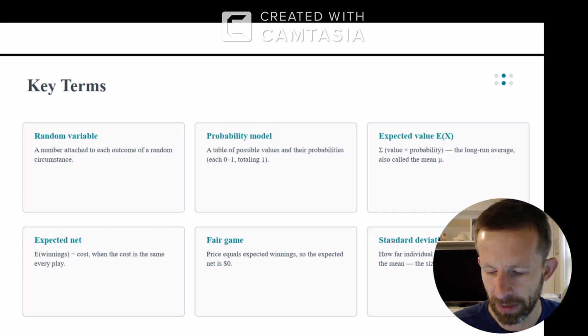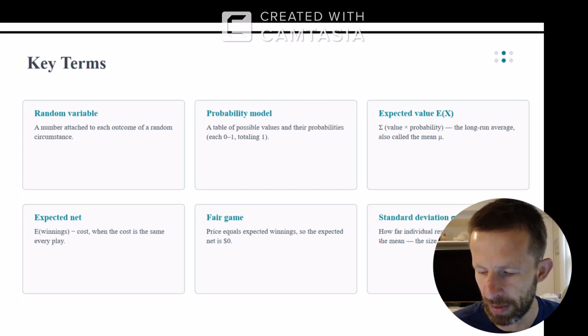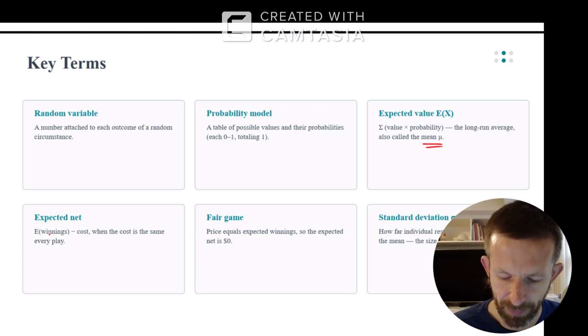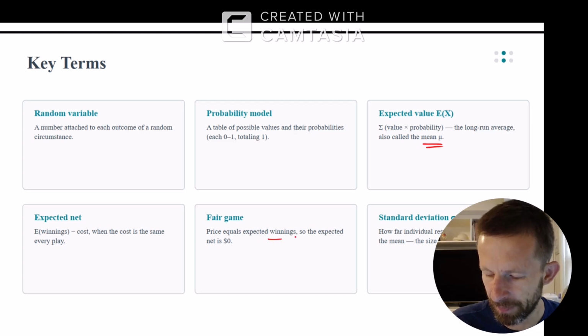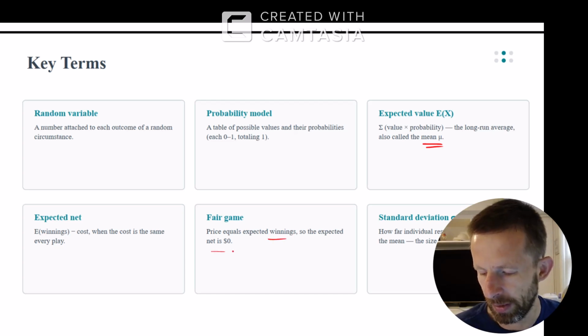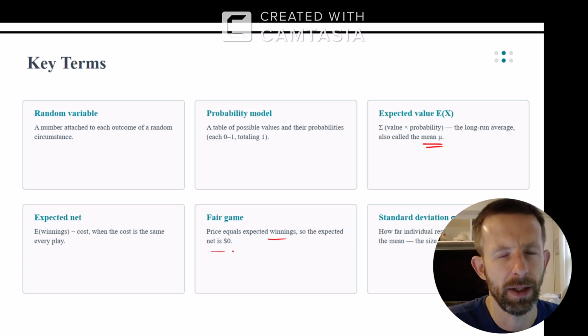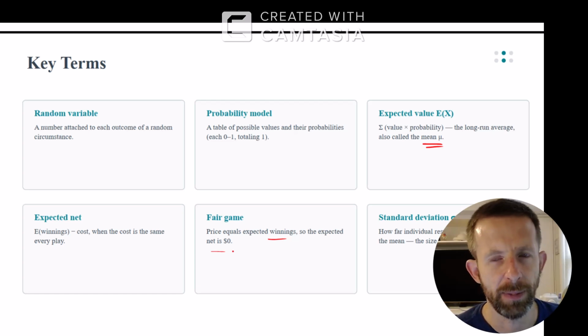A probability model is a table of possible values and their probabilities. Expected value is the long run average. It's also called the mean of a distribution. Expected net is winnings minus the cost. A fair game is where the expected net is 0. Insurance is not a fair game. Casino is not a fair game. None of these are fair games.